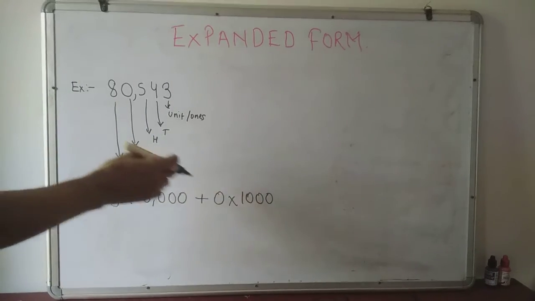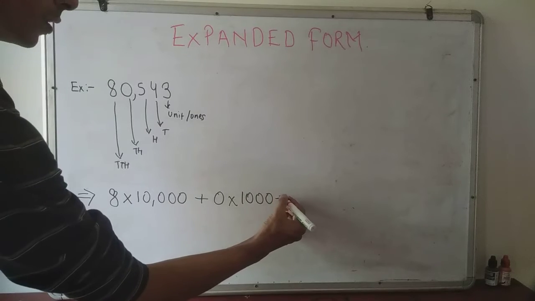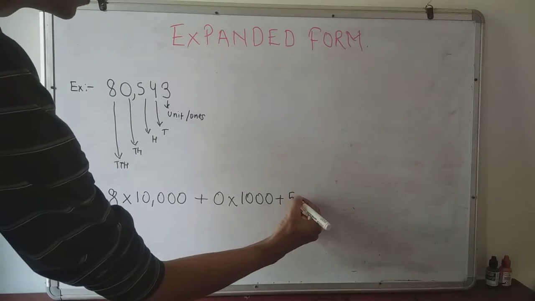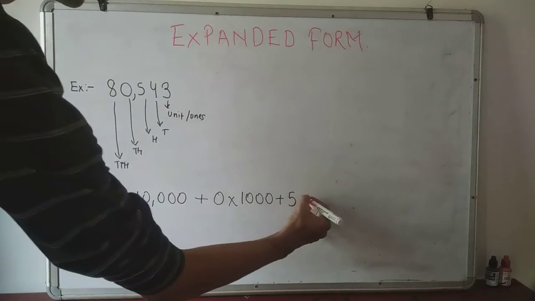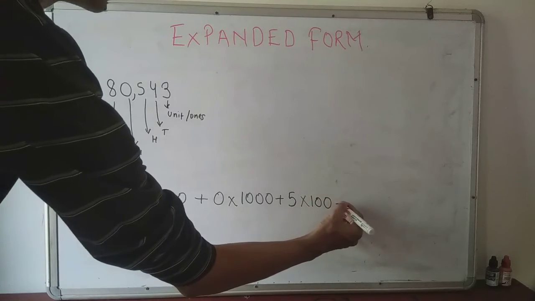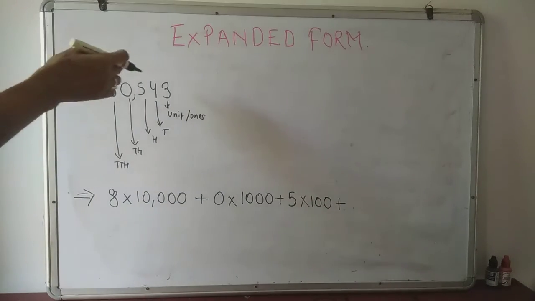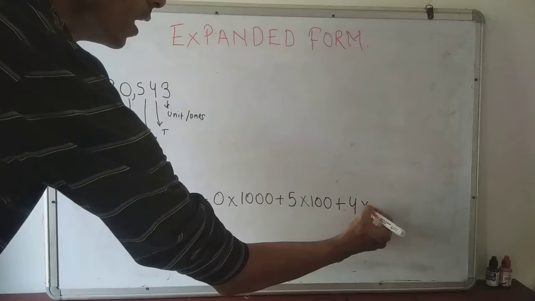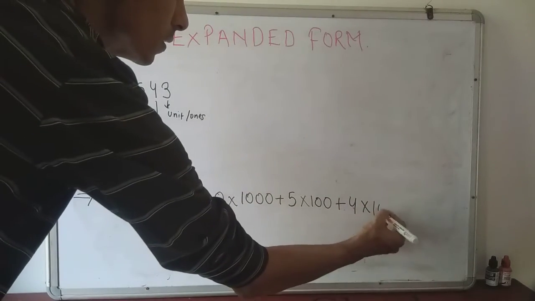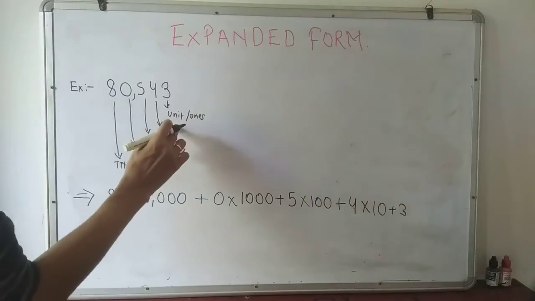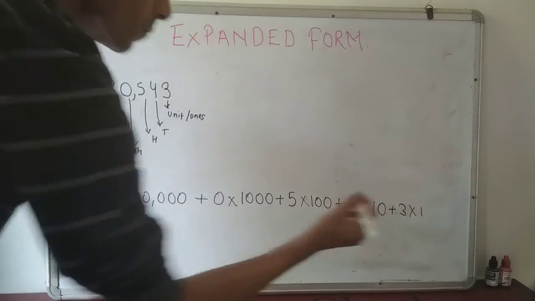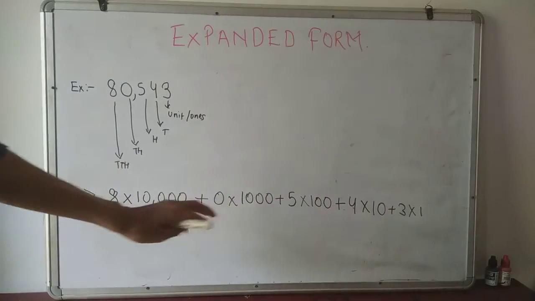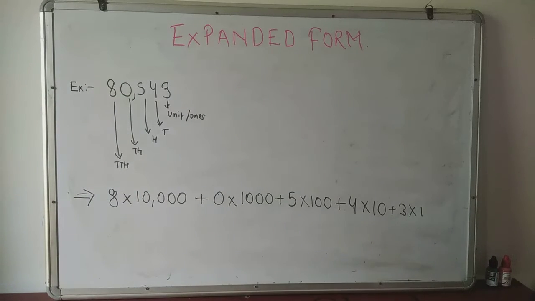Then after writing the 0 digit, we put a plus symbol. Then we see the next digit, that is 5. We write down 5 and its place value is 100, so we multiply with 100. Next we add a plus symbol. After adding the plus symbol, we see 4 in which place? Tens place. So here we write 4 and multiply with its place value, that is tens. Next is 3 and its place value is unit. Unit means 1, so we multiply with 1. Okay.